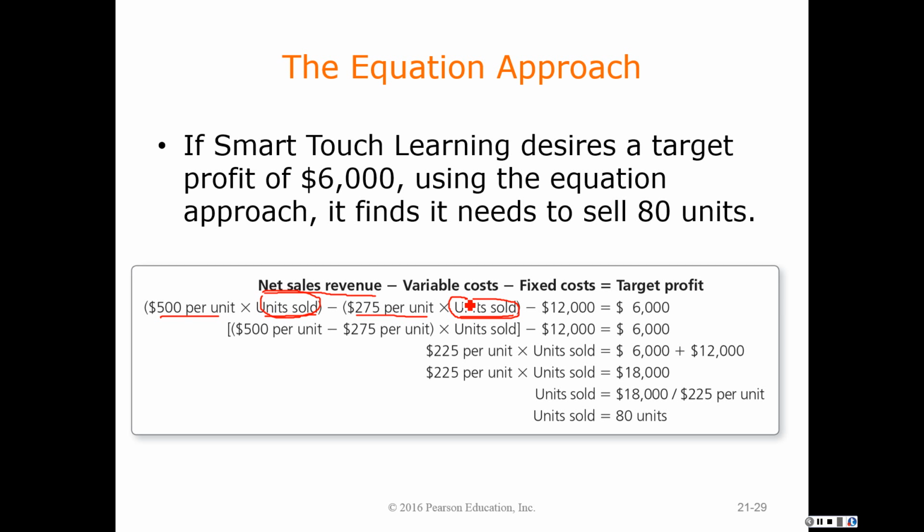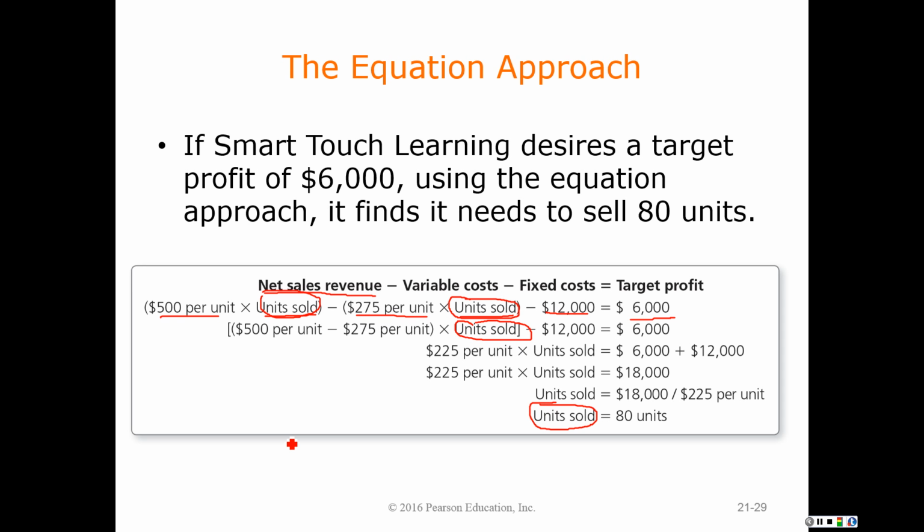If we were to set this up in an algebraic equation, it's simply going to say 500 minus 275 times X. That is our variable cost. So we've determined sales less variable cost, but we also have to cover fixed cost. Once we've got sales less variable cost less fixed cost, how many units do I have to sell to generate a target profit of $6,000? Once again, remember, this is our unknown. This is what we are trying to ultimately solve for. It's just an algebraic formula.